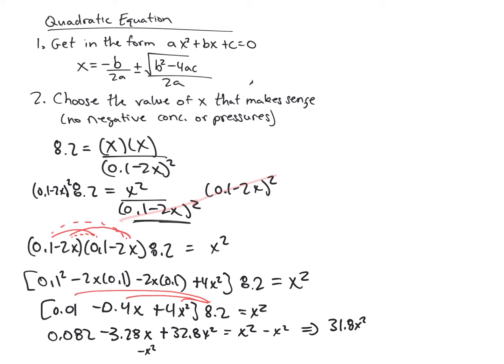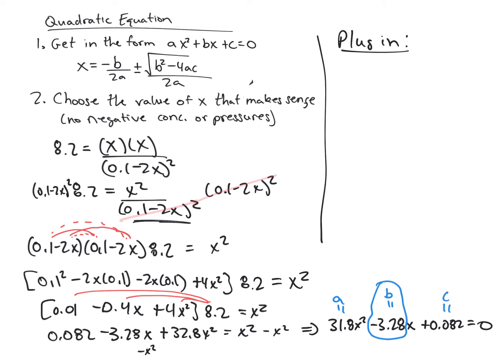31.8x squared minus 3.28x plus 0.082 is equal to 0. Now this is finally in the form ax squared plus bx plus c is equal to 0. And so I can identify here that 31.8 is equal to a, b is equal to negative 3.28, remember the negative in there, and c is equal to 0.082.